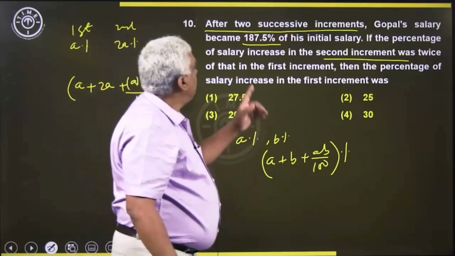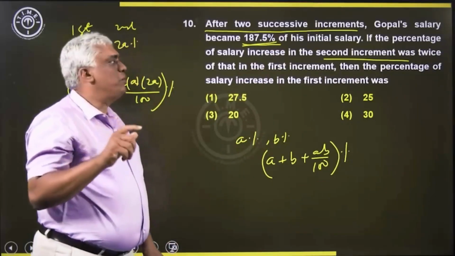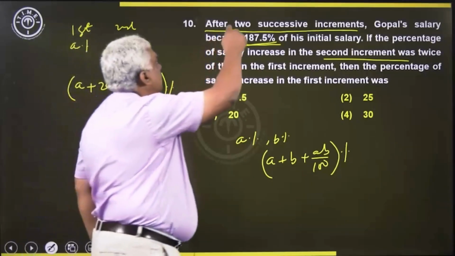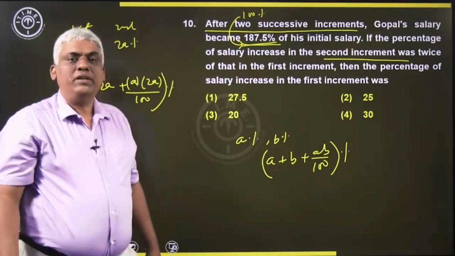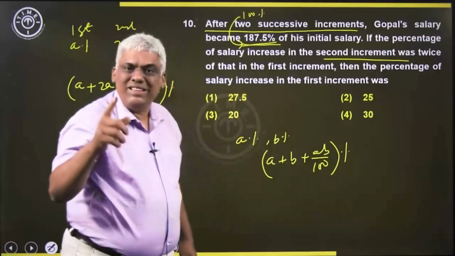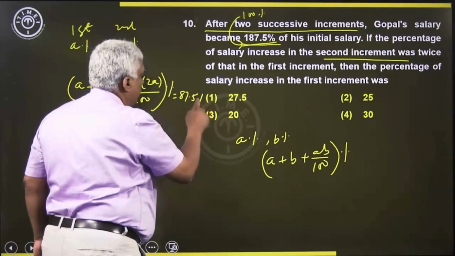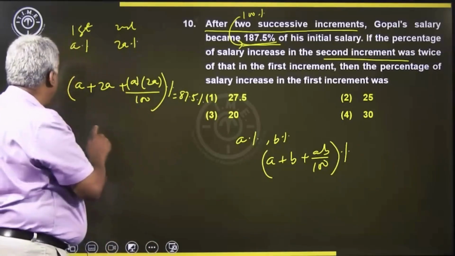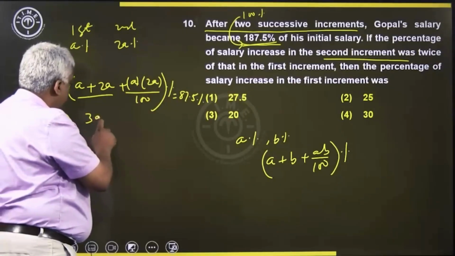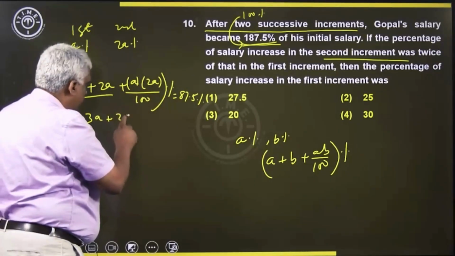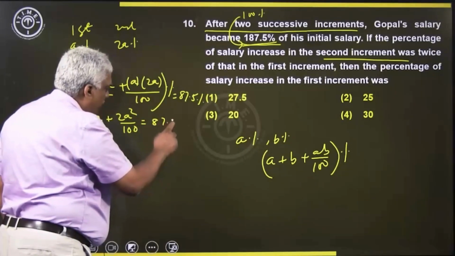Here we can see that Gopal's salary became 187.5%. So how much is the increment? The initial salary was 100%, so from 100% his salary has become 187.5%. So the increment is 87.5%. Now, we can remove the percentage sign from both sides. So it will be A plus 2A, that is 3A, plus 2A square by 100, and this is equal to 87.5.